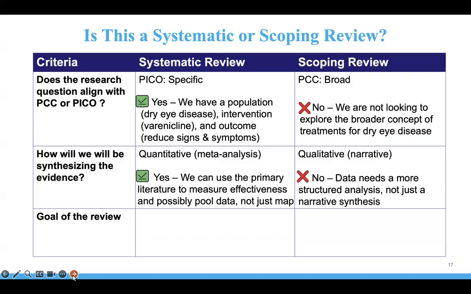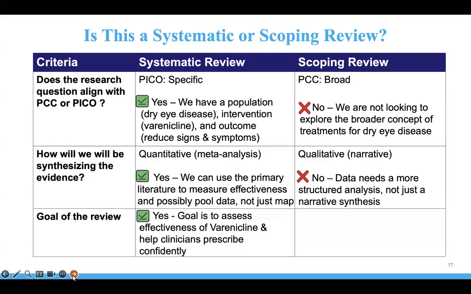And again, this means that this wouldn't be a scoping review, although, like I said, if we wanted to do a narrative synthesis, we definitely can. And then lastly, what is the goal of this review? Again, this falls in line more so with a systematic review.